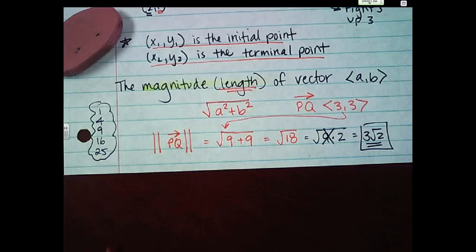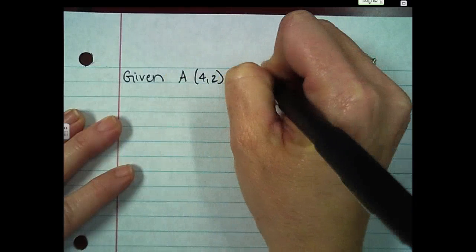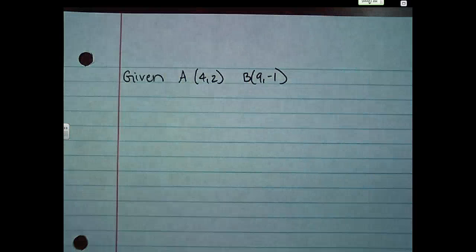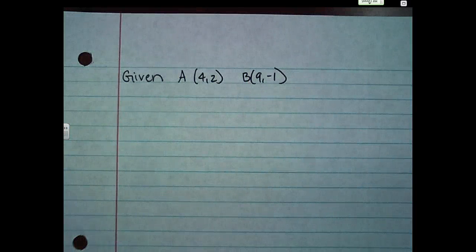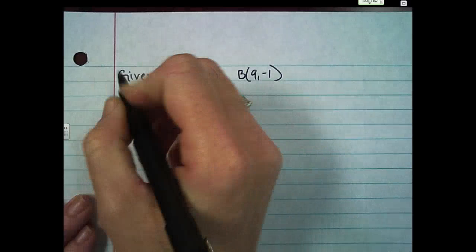Okay? All right, now, let's try some more of that kind. I'm going to give you 2 points. Given that A is (4, 2), and B is (9, negative 1), I want you to find for me vector AB.